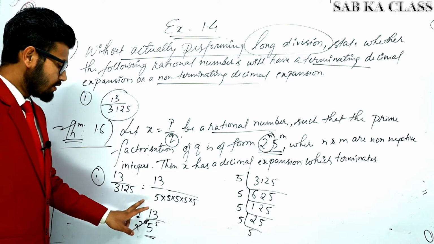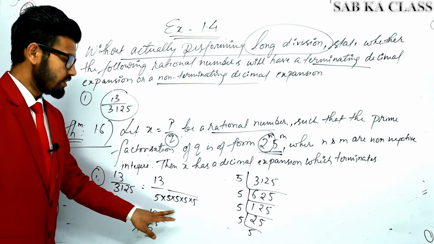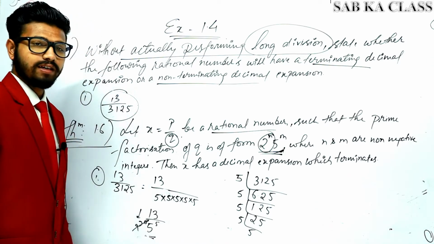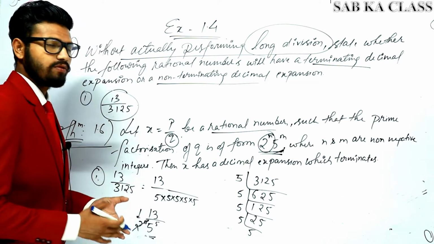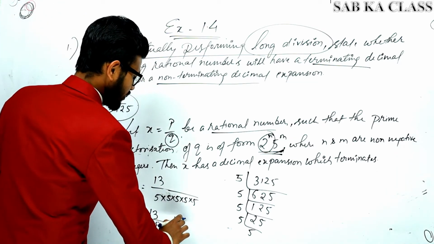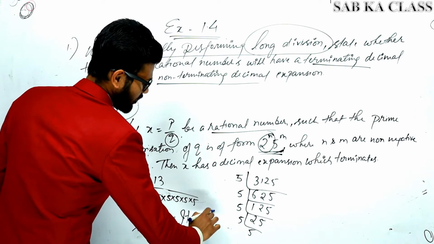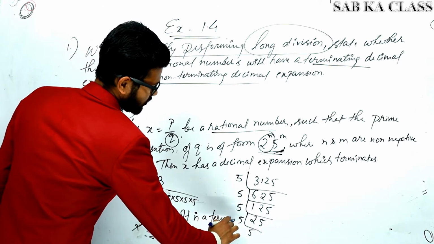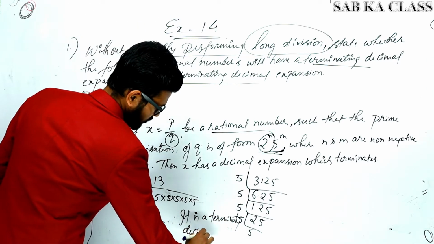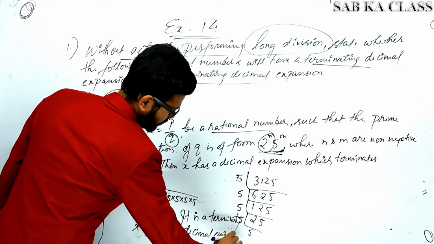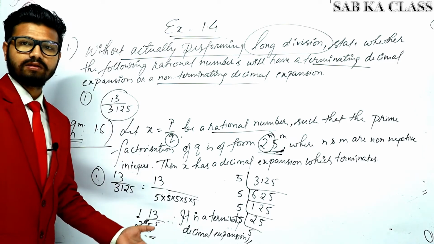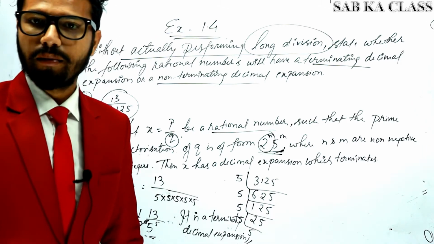Here the denominator is expressed in the form of multiples of 5. That means 5 is present. Then we can say that this decimal expansion will be a terminating decimal. Therefore it is a terminating decimal expansion. I hope it is very clear.